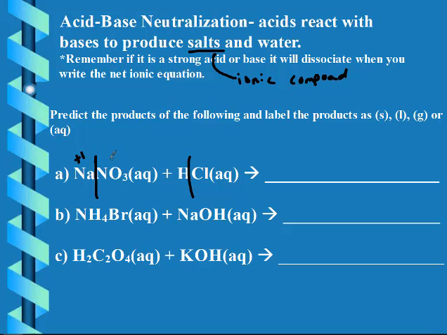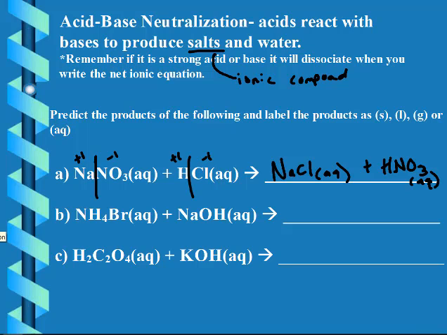But we can break it apart and still do our solubility rules all the same. So sodium chloride is soluble. And then nitric acid is a strong acid, so that would also break apart.